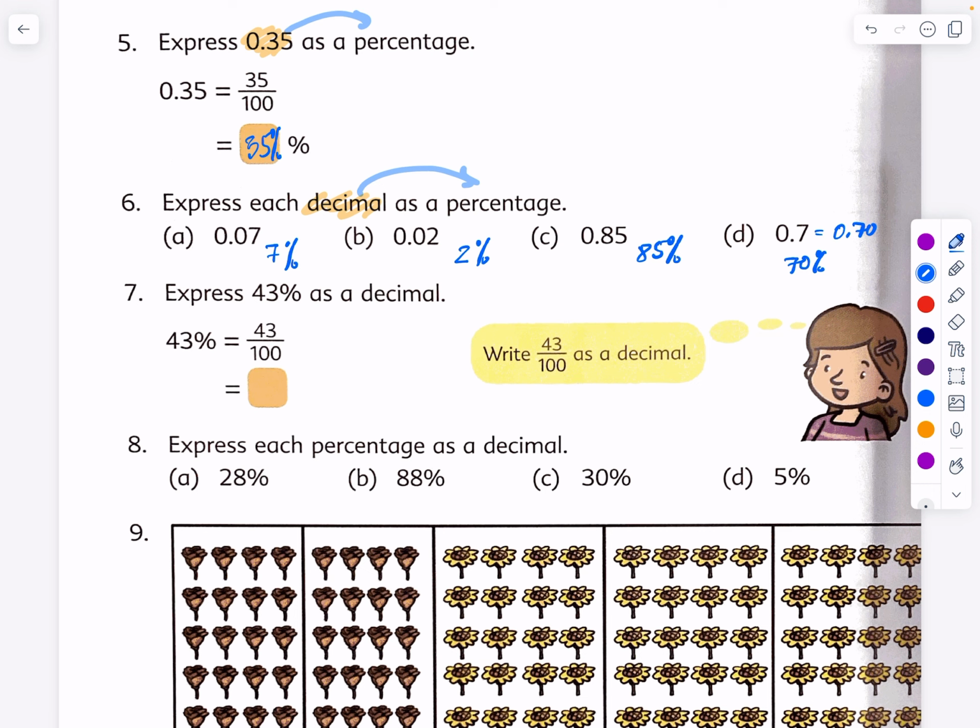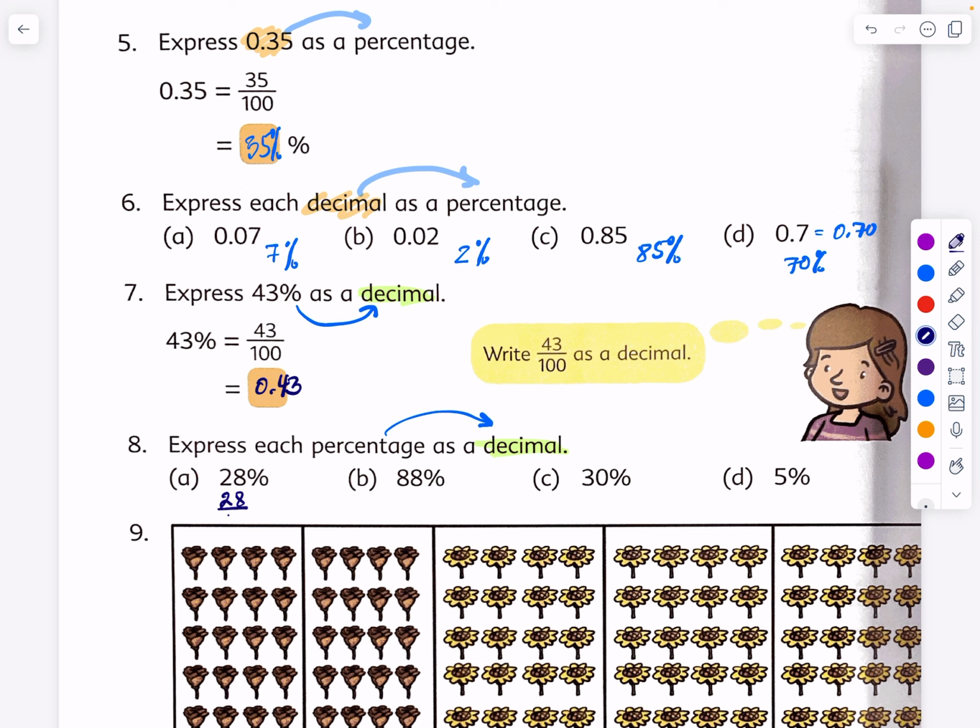Now, we're looking at percentages and we need to convert them to decimals. Percentages to decimals. That is what we're trying to do. Okay, let's try this route. Not that difficult. 43% is the same as 43 out of 100 equal parts. We must write it as a decimal. Super easy, 0.43. See how easy it is?